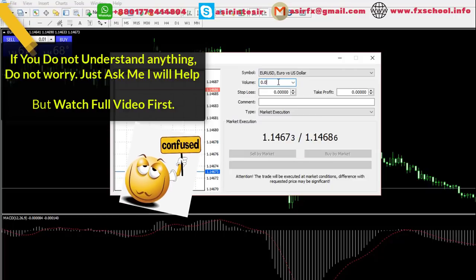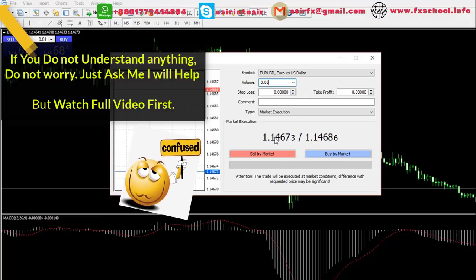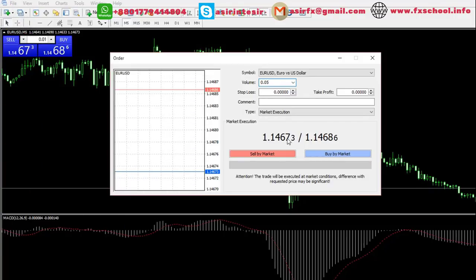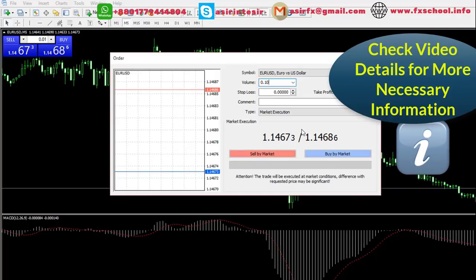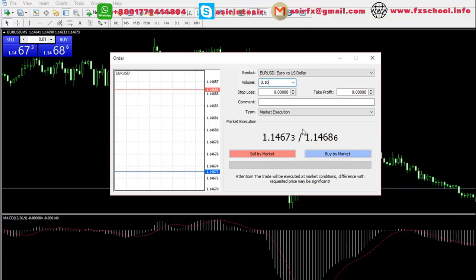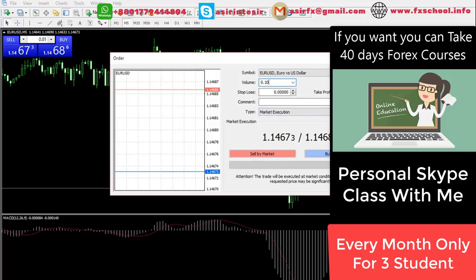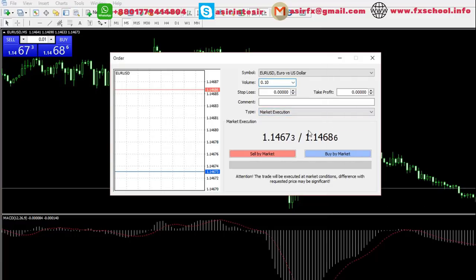Okay, so another thing, if you set it 0.05, it means every pip you will win 50 cents profit or loss. If you set 0.10, it means every pip you win $1 or lose $1. So this is the way you have to calculate the lot size and the pips and all the things. This is very important. If you don't understand, watch this video 2 or 3 times, because your whole life, if you want to trade, you have to understand how many pips you are taking and how many pips you are losing, everything. So this is very important.